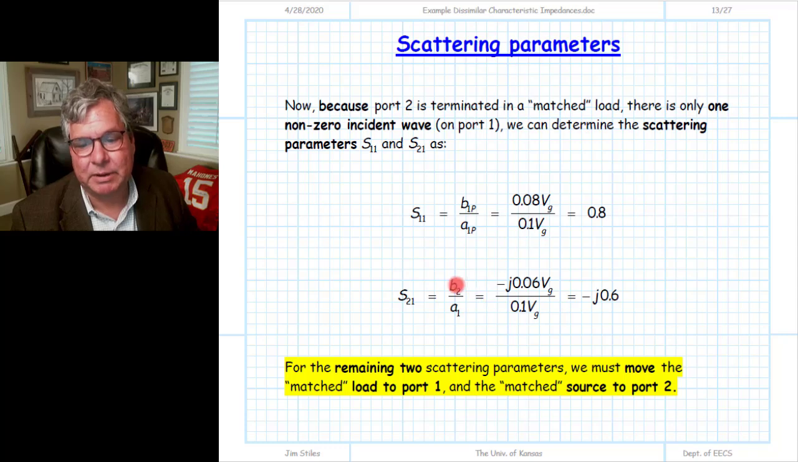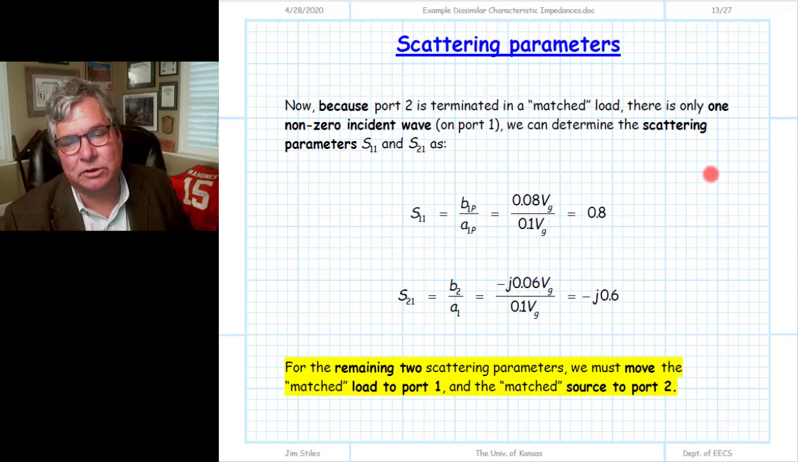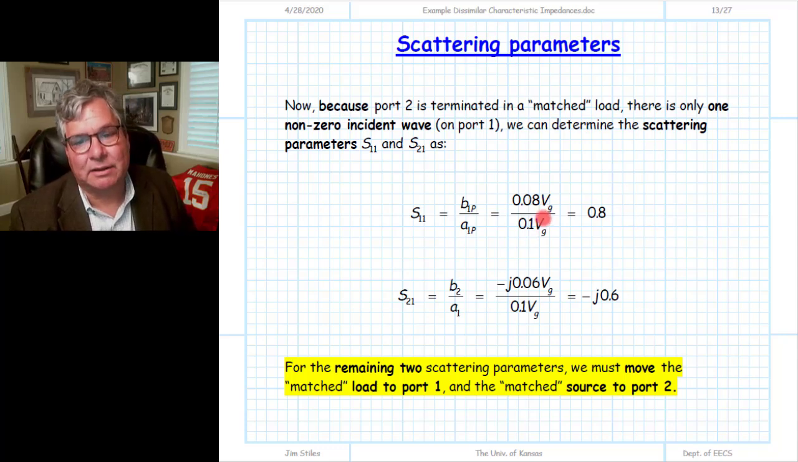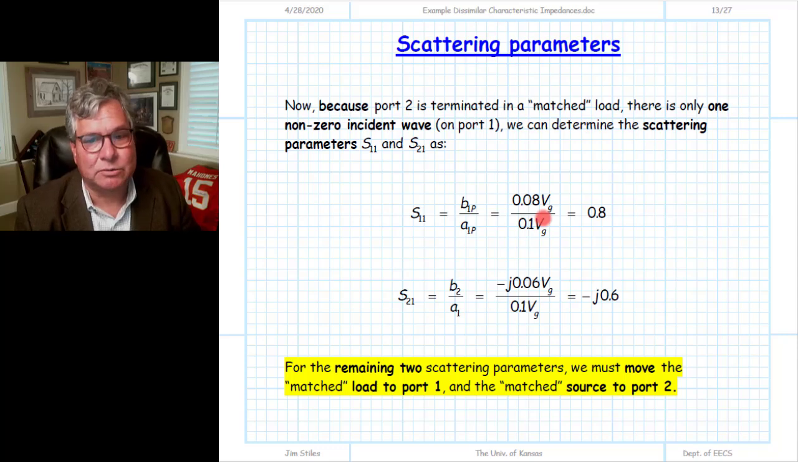For S21, we take B2, the scattered wave at port 2, and again divide by the same incident wave at port 1, and we get this result. Notice the VGs cancel out. The open circuit voltage value, V sub G, cancels out here, and the answer is independent of that value, as it must be. If you get a result that is dependent on the source voltage, then you have the wrong answer. The circuit we have here is fully defined in terms of the length of the transmission line, lambda over 4, the characteristic impedance, 150 ohms, and the transmission line characteristic impedances attached to them, 25 and 100 ohms.